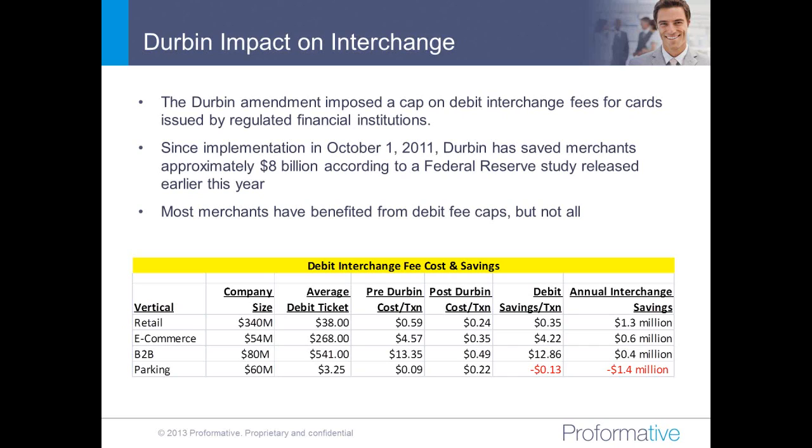Previously, some industries, like parking, had small ticket rates that were significantly lower than the Durbin rates. So for them, Durbin actually represented an increase in cost. A parking client who did 60 million in card sales, their fees actually went up by 1.4 million bucks. And that is the case with quick service restaurants as well. A lot of the fast food restaurants, their costs went up because their ticket sizes are small.